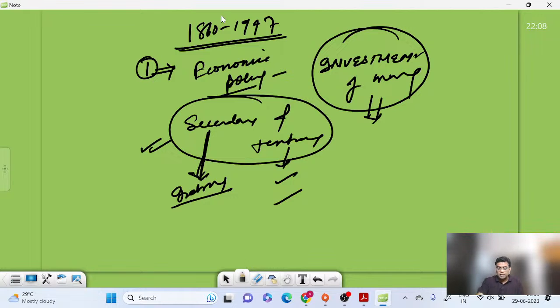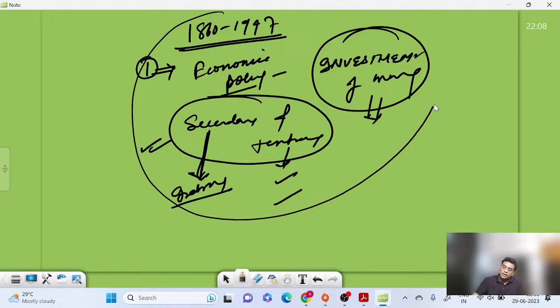So in this phase, it looked like India was developing. There was development of railways, development of the telegraph, development of industries. So India was developing.